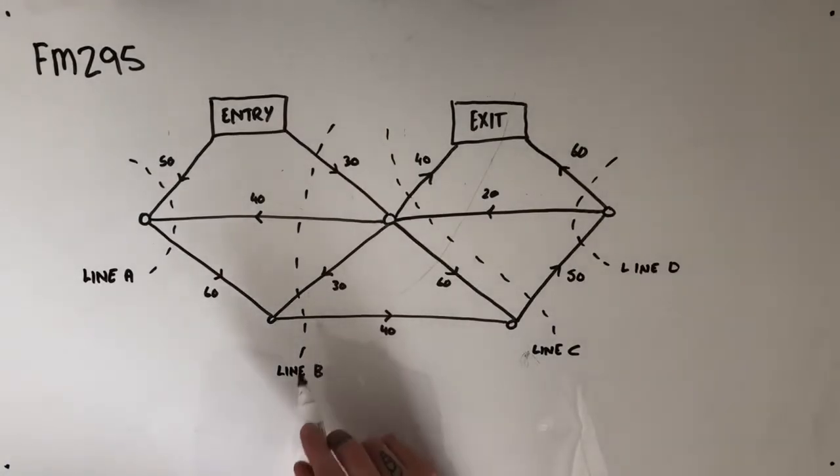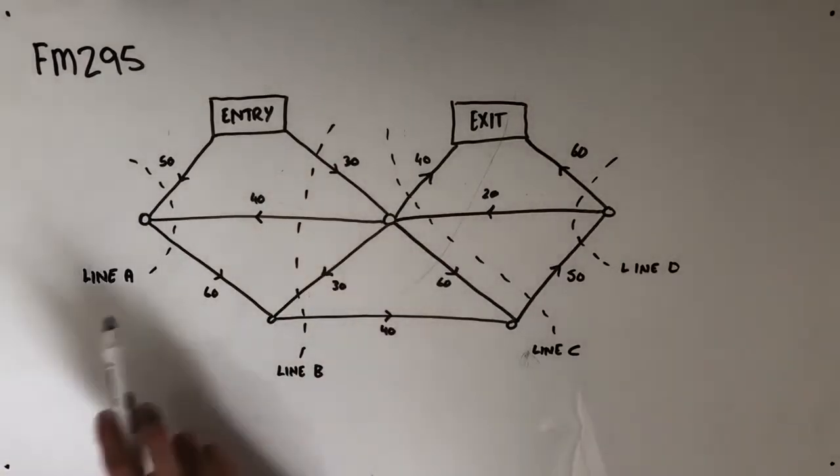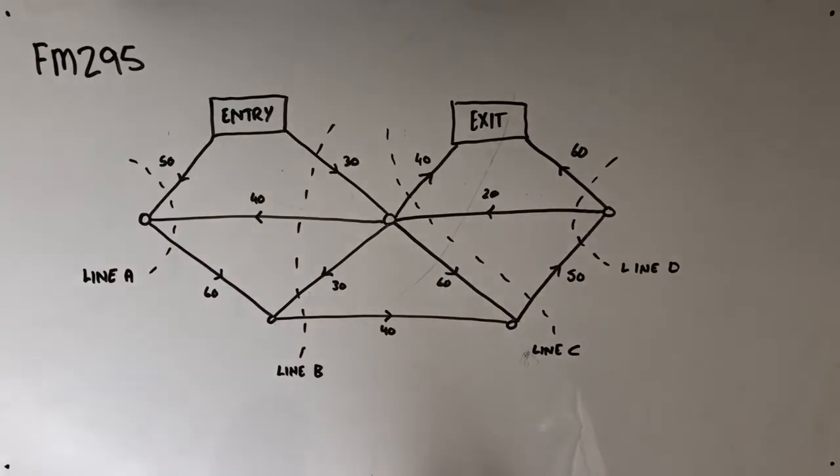What is the maximum number of people per minute that can travel through this network from the entry to the exit? So we're just going to work our way through these four lines, have a look at the capacity of each of the cuts, and then compare them to one another.